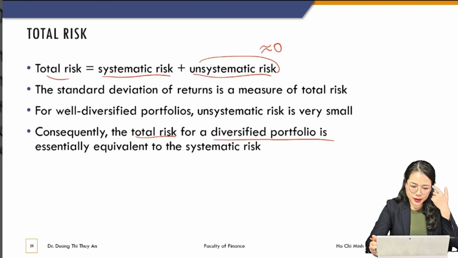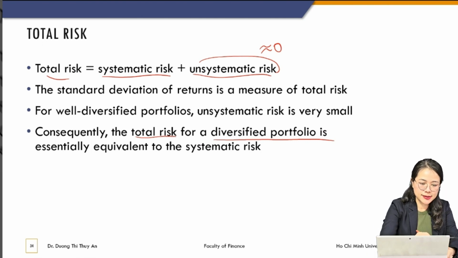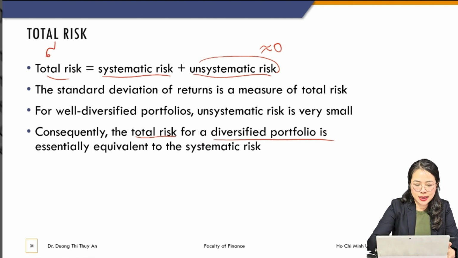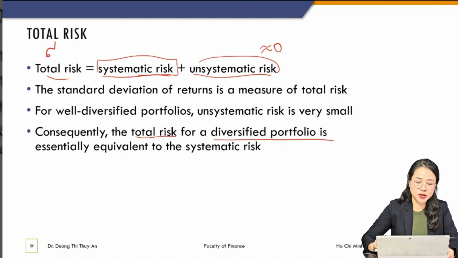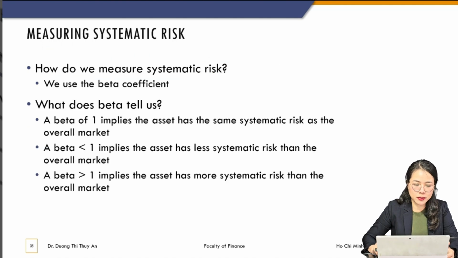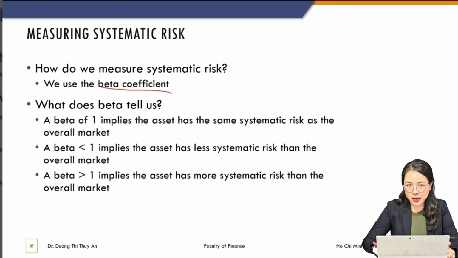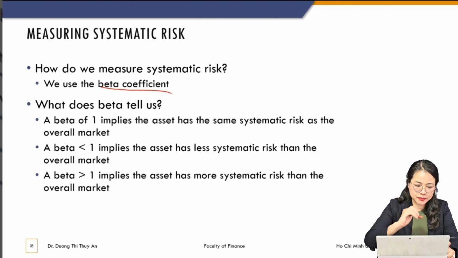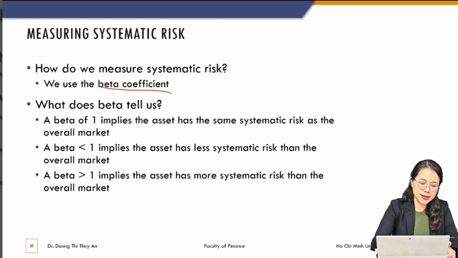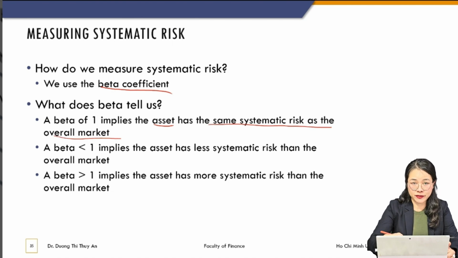The total risk is the standard deviation, and we measure systematic risk by using one coefficient we call the beta coefficient. That's what we have to agree on. This is what we agree: a beta of 1 implies that the asset has the same systematic risk as the overall market. Quy ước như vậy nha các bạn. The beta of M, the market, is 1.